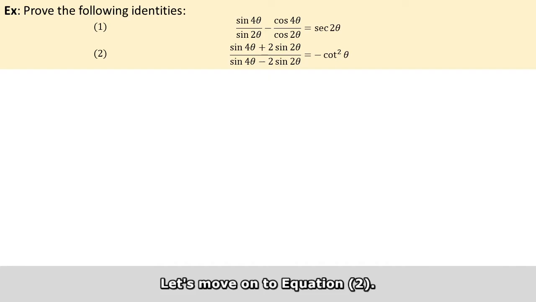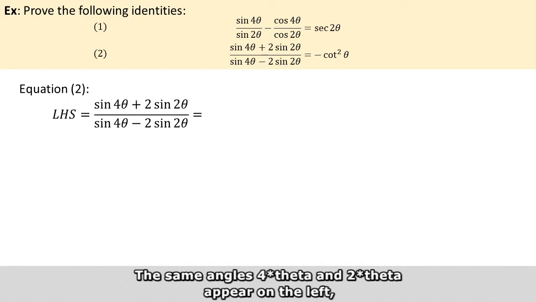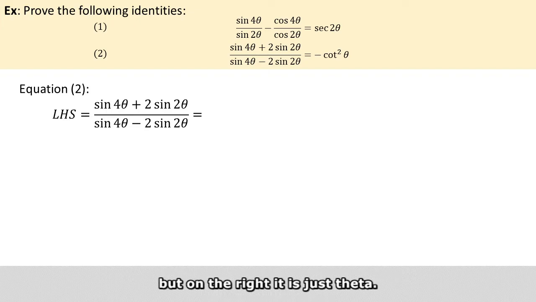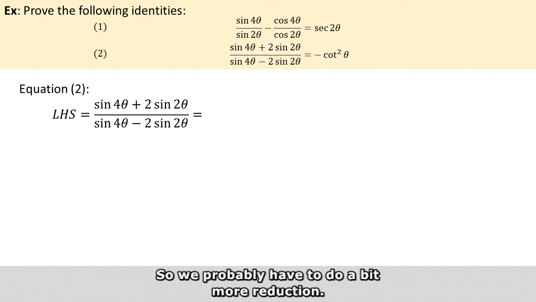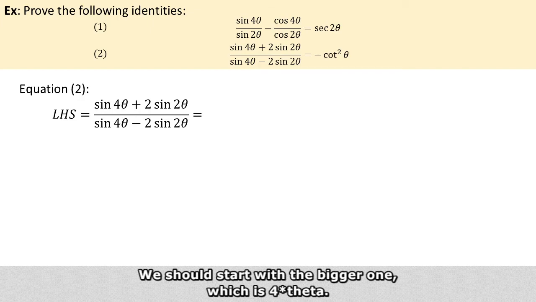Let's move on to equation number 2. The same angles of 4 theta and 2 theta appear on the left, but on the right it is just theta, so we probably have to do a bit more reduction. We should start with the bigger one, which is 4 theta.